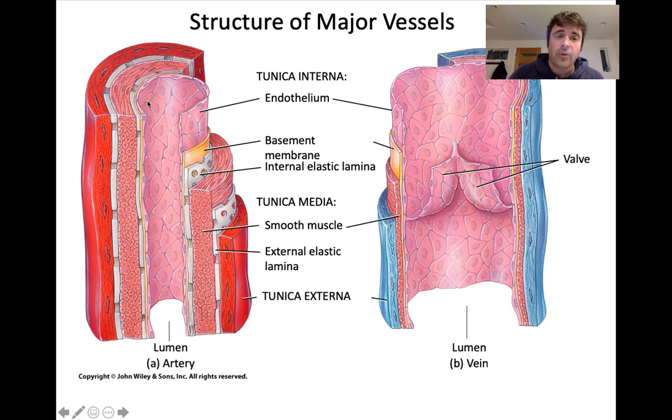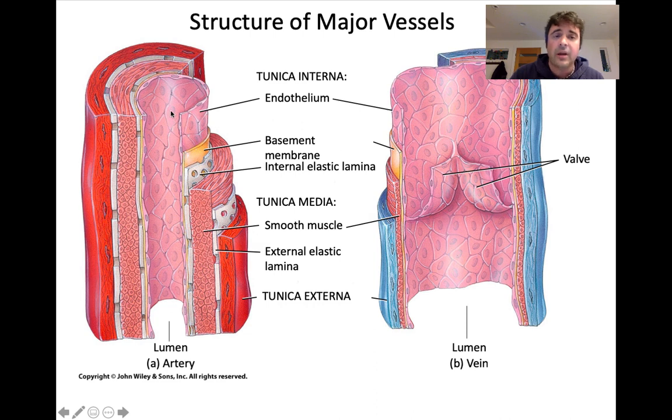Endothelium. Endothelium is a special name for the simple squamous epithelium that lines blood vessels and that lines the chambers of the heart, frankly, except it's not called endothelium there. So endothelium is a special name for the simple squamous epithelial tissue that lines blood vessels. Why would you want simple squamous epithelial tissue lining blood vessels? Because it is nice and smooth. We don't want anything like stray collagen fibers hanging out and potentially latching onto a platelet and causing a blood clot. We want blood flowing nice and smoothly through these vessels.